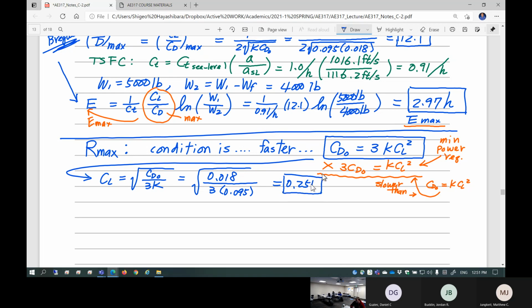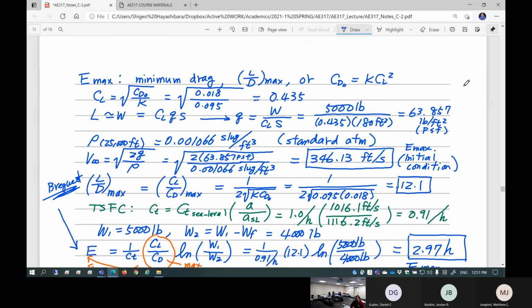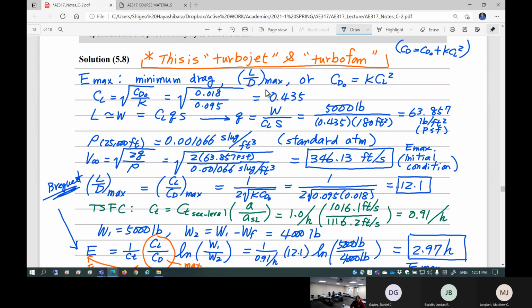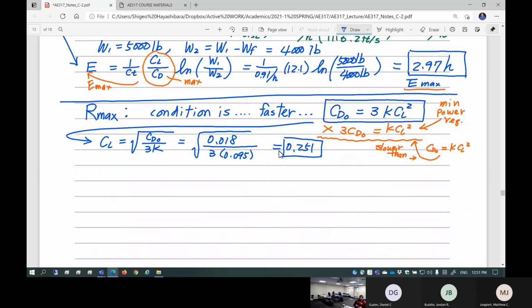Let's compare to the CL that you needed for maximum endurance. The CL you needed was 0.435 for maximum endurance. And for maximum range, CL is a much lower value. In other words, you are flying at a faster speed, so you're generating less lift coefficient.